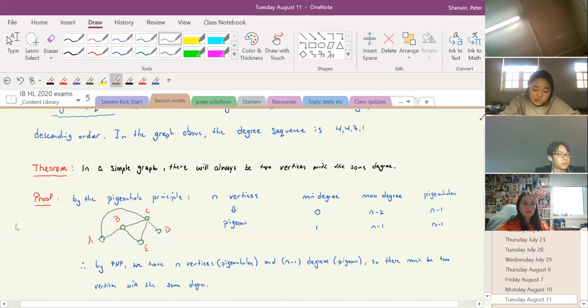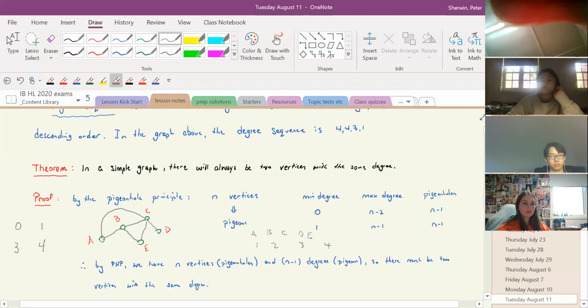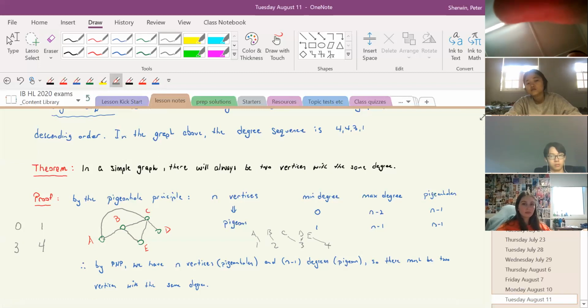So if I've got a vertex on its own with degree 0, then my maximum in this example would be 3. If I don't have any vertices on their own, then my minimum degree is 1 and my maximum is 4. Either way, I've got 4 options for degrees: 1, 2, 3, or 4, and I've got 5 points, A, B, C, D, and E. These have all got to go somewhere, so there's going to be at least 2 that have the same degree. So the pigeonhole principle works for that proof.